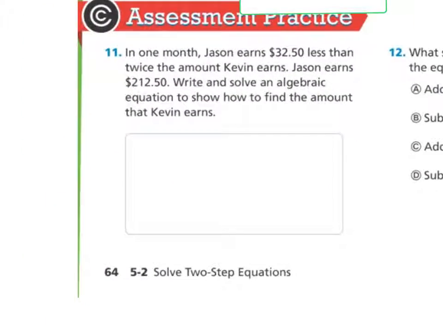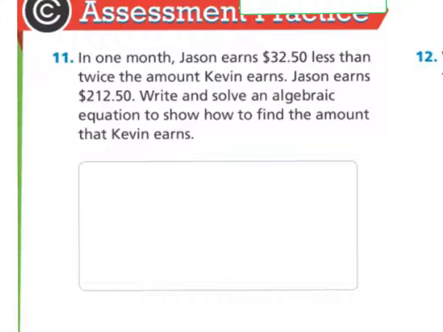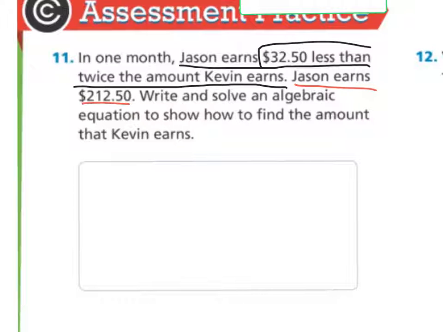Number 11, in 1 month, Jason earns $32.50 less than twice the amount Kevin earns. And Jason earns $212.50. Write and solve an algebraic equation to show how to find the amount that Kevin earns. So we can kind of break this apart again. So twice the amount Kevin earns is actually what I'm going to start with.